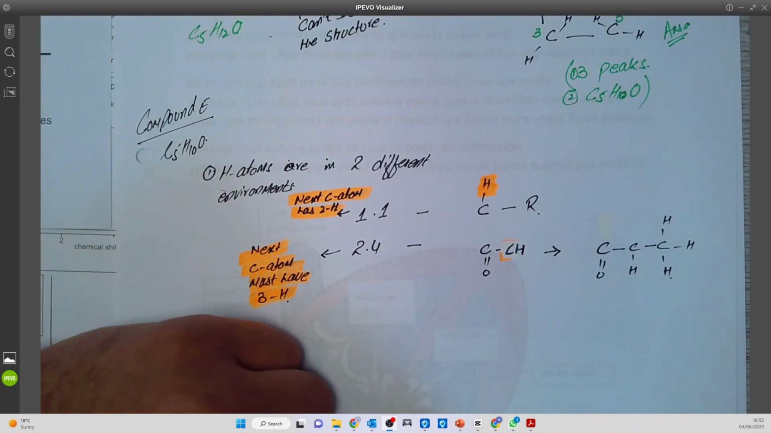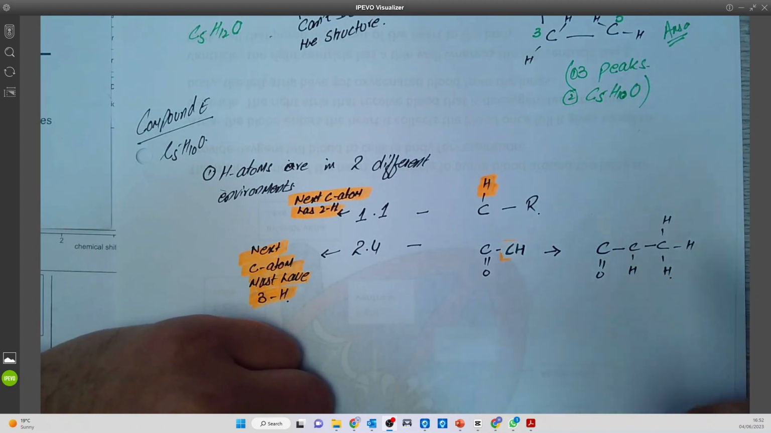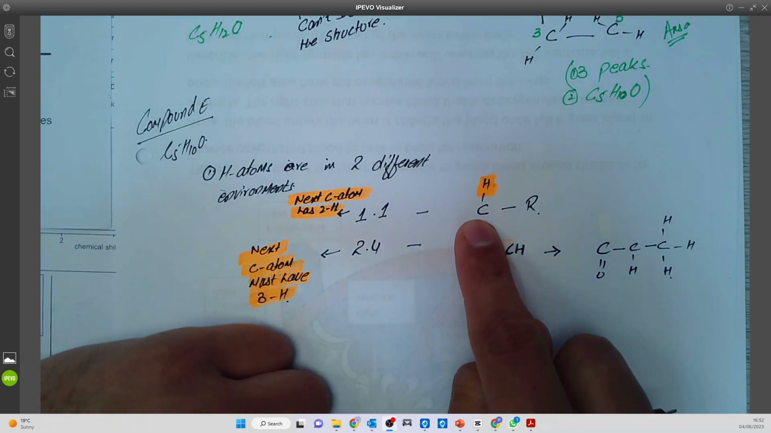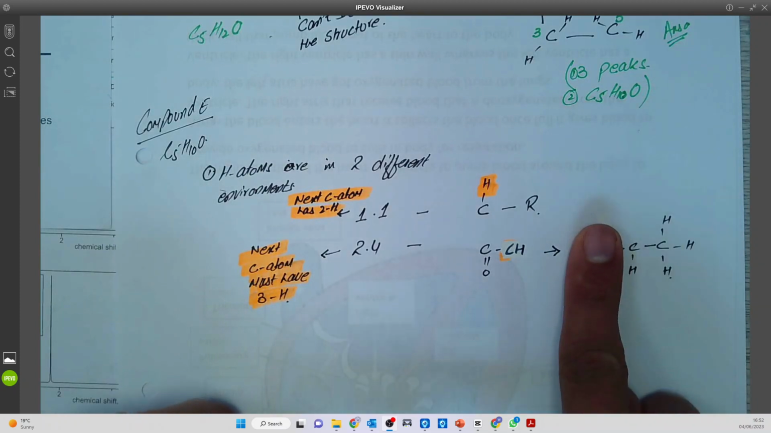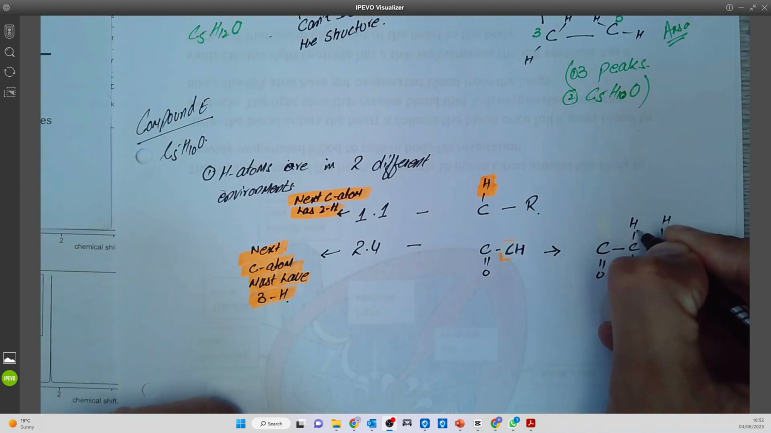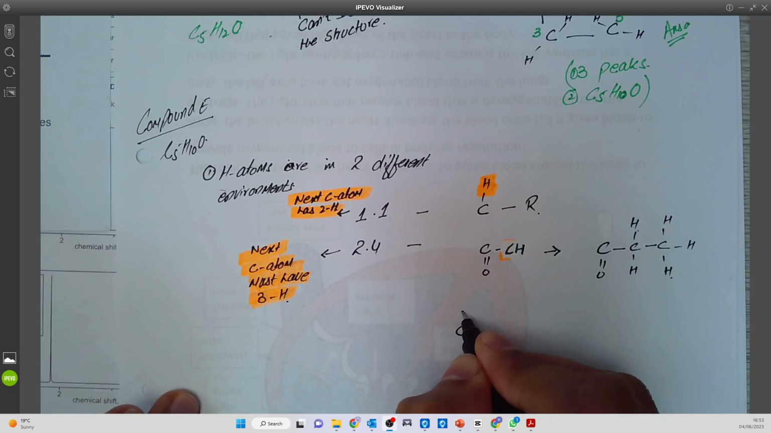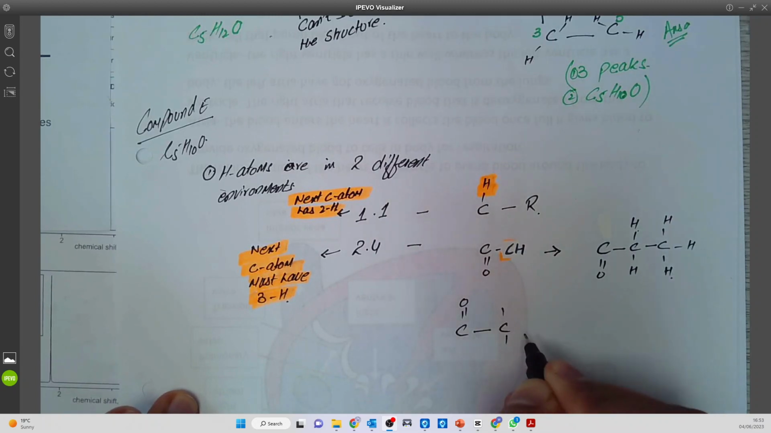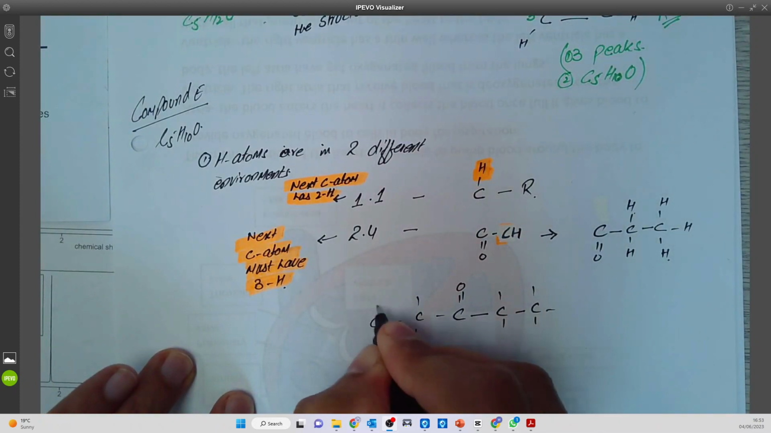Are we happy with that? If you have 3 here, then this will produce a quartet, by the n plus 1 rule. Now, in this case, the next carbon atom needs to have how many hydrogens? 2. And this is the case. Now it is a symmetrical molecule. So if I combine these two things together, I'll have C double bond O dash, and then on the left side also I'll have the same thing.